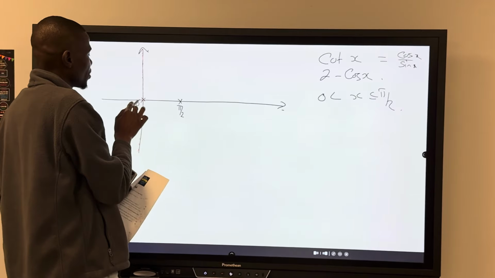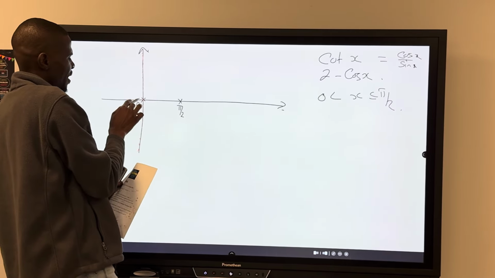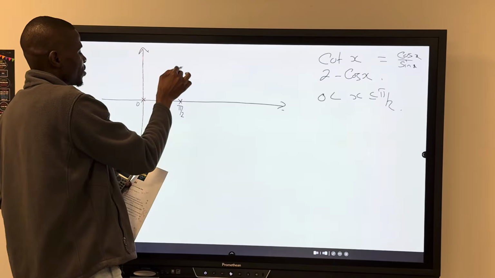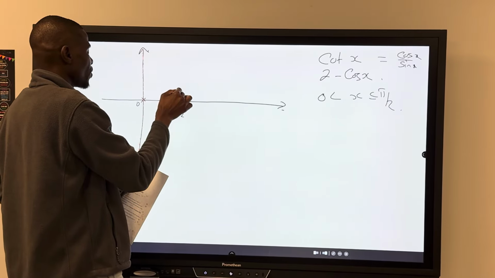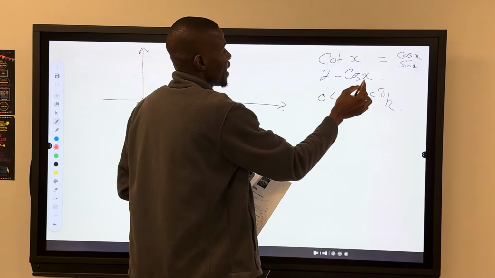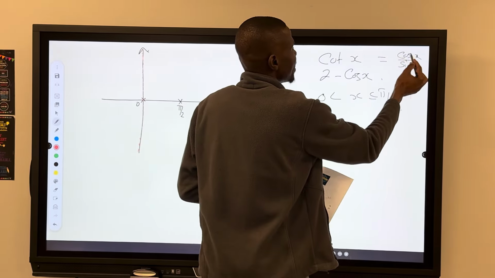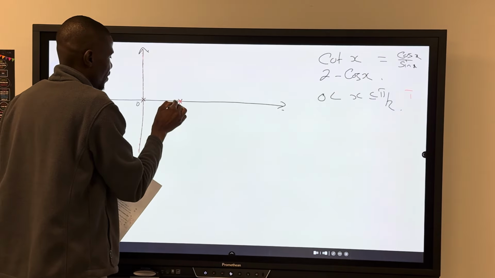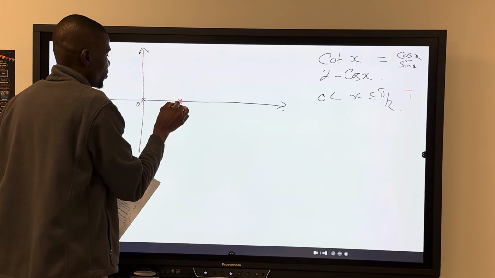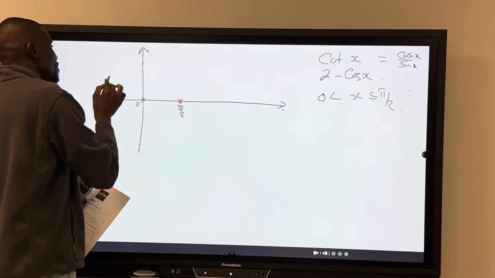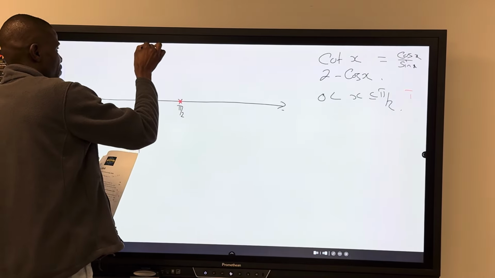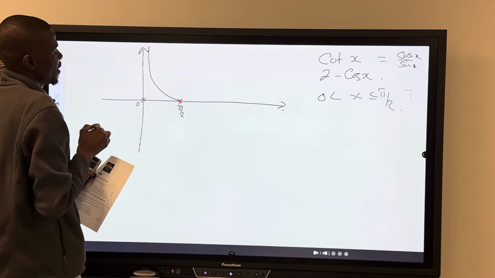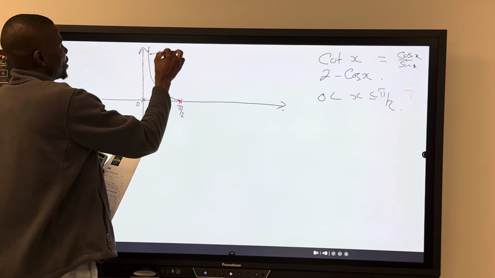Sine 90 is 1, but cos 90 is 0. So this over that, it means the graph is going to have a 0 here, so it will intersect this point. Therefore, for cot, our graph looks like this. That's the part for cot x.